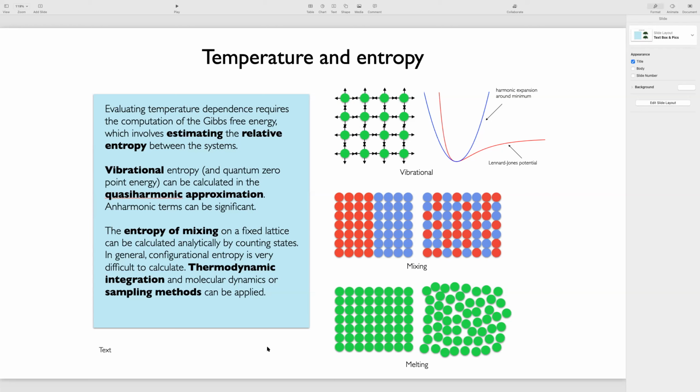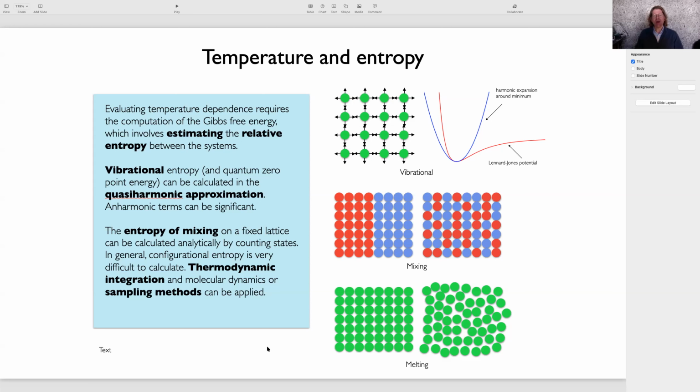So while applying pressure is easy, you just need to multiply the target pressure by the volume of your system and add it to the internal energy to get your enthalpy, evaluating the effect of temperature through entropy is much more challenging. Strictly, if we want to calculate a full phase diagram of a system, we need to know what the entropy is. And in general, computing the entropy of a system is much more difficult than calculating the internal energy. But there are ways of estimating it.